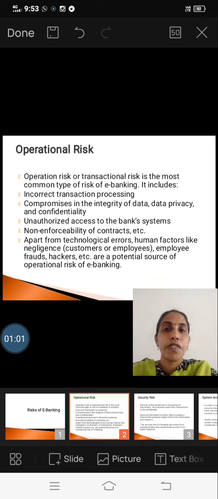Some unauthorized access to the banking system may happen, and non-enforceability of contracts may arise. Apart from technological errors, human factors may also cause this kind of risk, such as employee frauds, hackers, and negligence of customers, which may also be reasons behind operational risk.